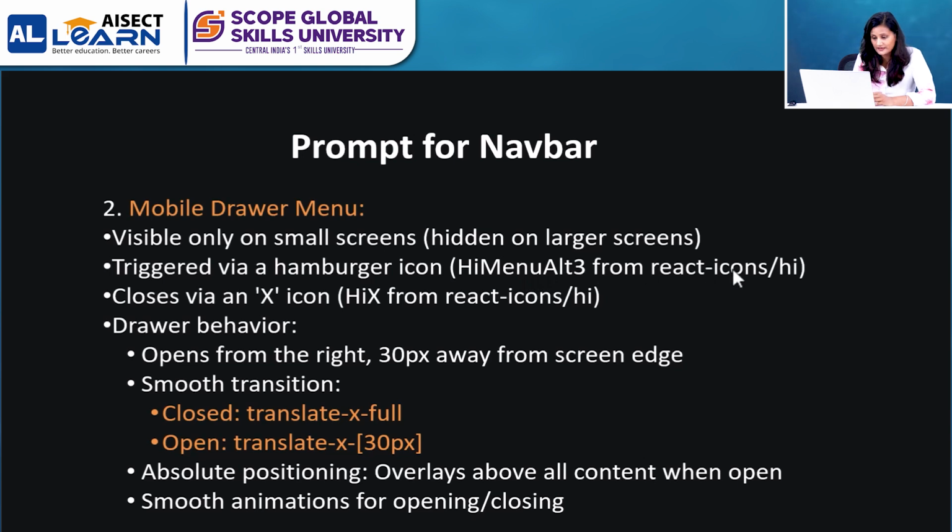We installed the React icons, if you remember. I want a cross button also, if I want to close that menu. There is some behavior, transition and all that I am mentioning here. There should be an overlay, absolute positioning, all this, smooth animation. I just told these are the things I want. Now I'm going to copy this, paste it back and start. Let's see whether we get the proper thing or not.